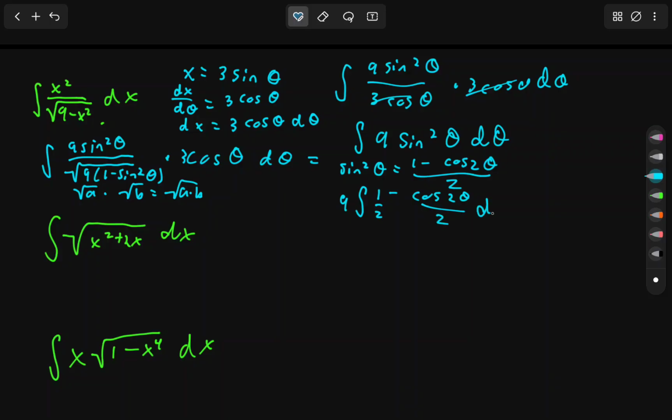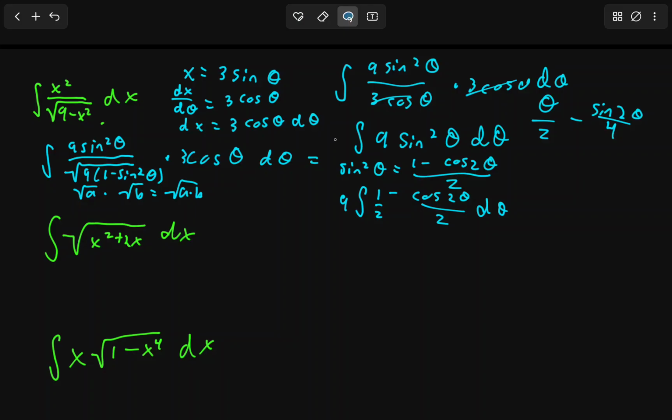Well, what's the integral of 1/2 with respect to theta? That's going to give us theta over 2. What's the integral of cosine of 2 theta? That's going to give us sine of 2 theta, but we have to divide it by 2, and we're already dividing it by 2, so that gives us over 4.